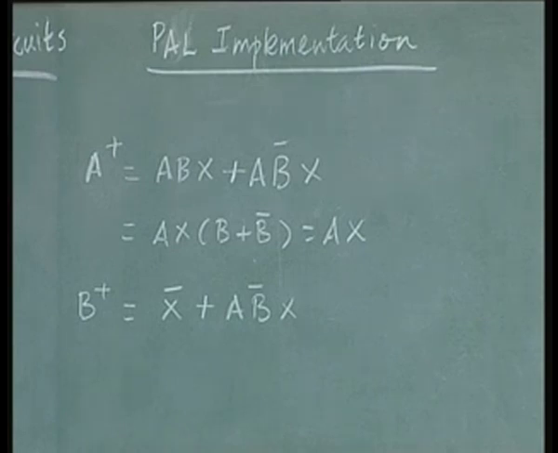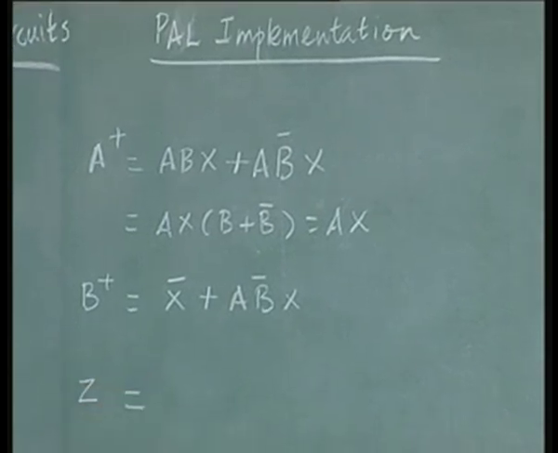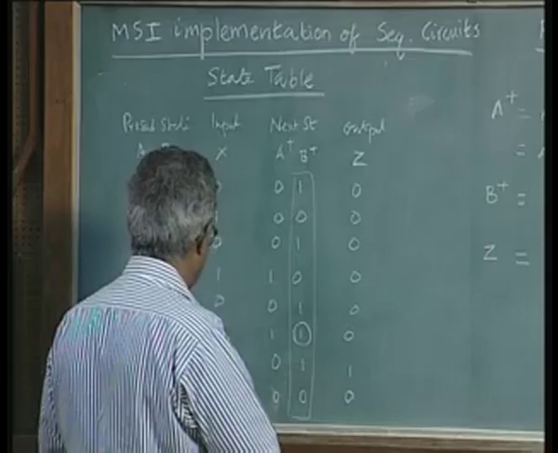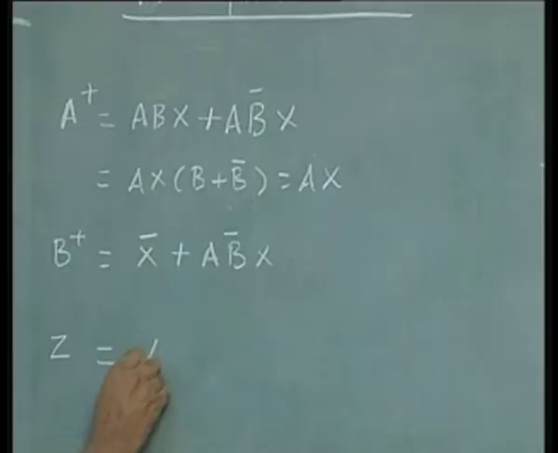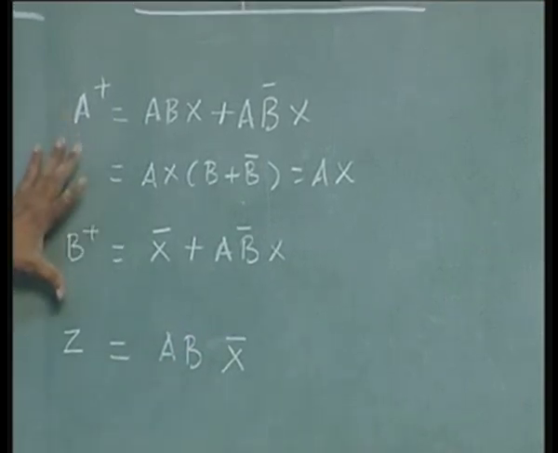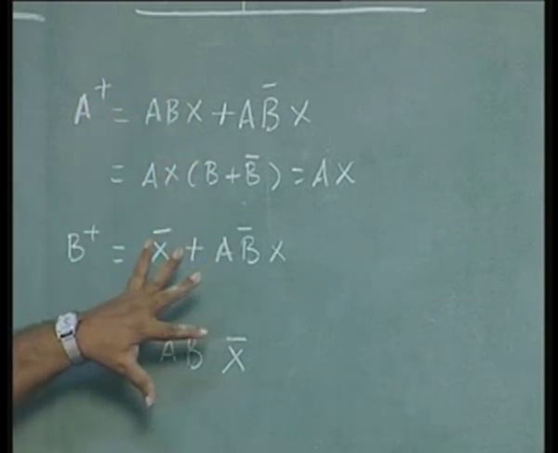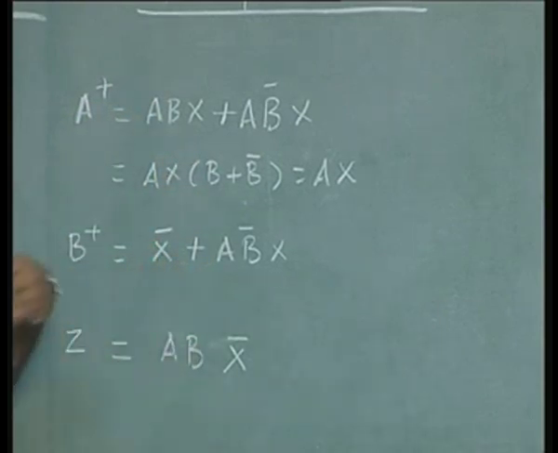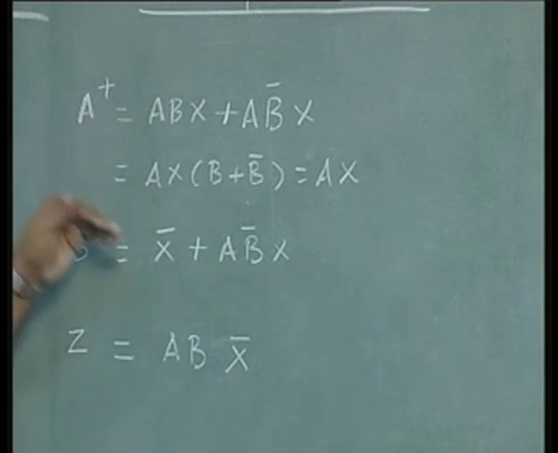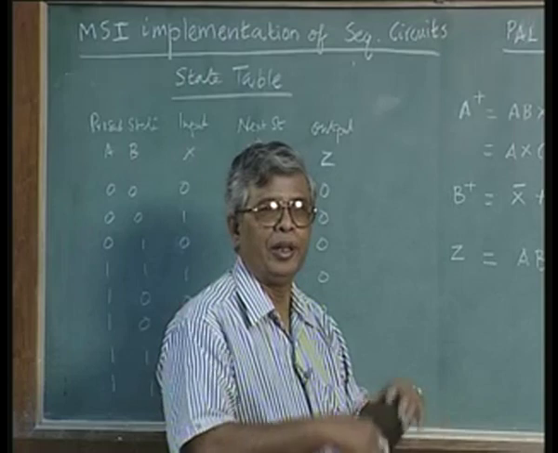A B bar X. This is the B plus term, and the output term Z is nothing but again A B X bar. We have seen this before. So, if we can get these three terms implemented in the combinational logic part of the programmable array logic and have two flip flops to store this A plus value and B plus value and feed them back as A and B in the next clock cycle, then I have implemented the whole thing.